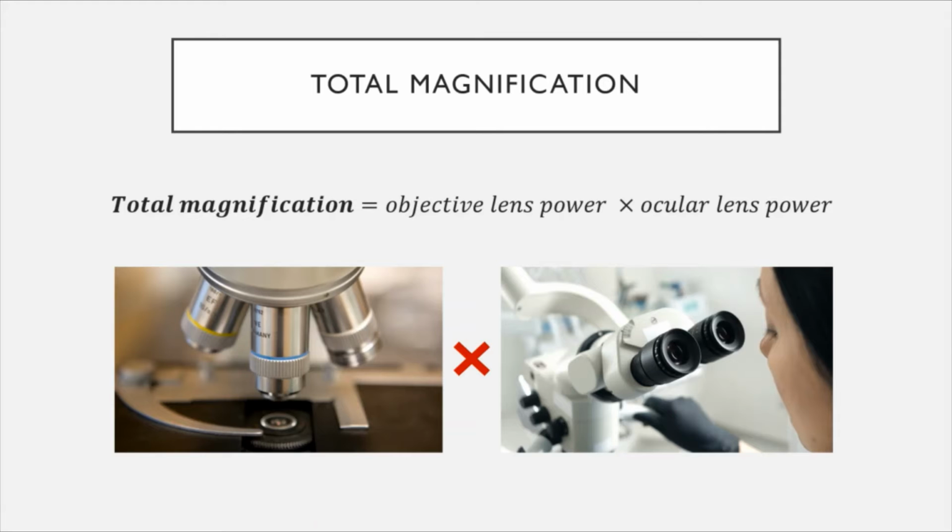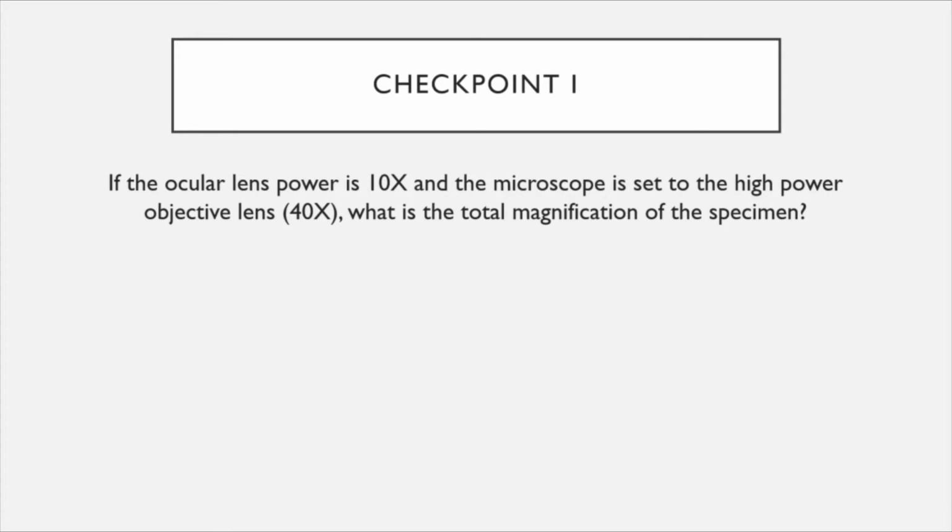Now, the total magnification that reaches your eyes is going to be a combination of the two lenses that are present in a compound light microscope. There's two lenses, as we've just seen. There's the objective lens and the ocular lens. The ocular lens is almost always 10x. The objective lens is going to be one of the four options we've just seen. The total magnification is the product of the two, the value of the objective lens multiplied by the value of the ocular lens. So this brings us to our first checkpoint, checkpoint 1.